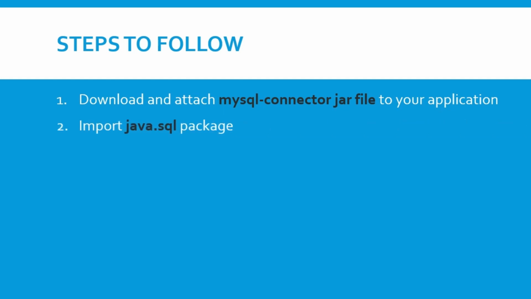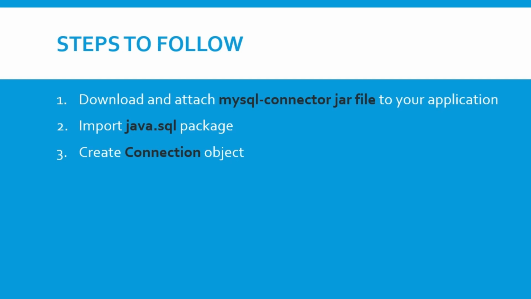After attaching this, in your code you have to import the SQL package, which consists of the different classes, methods and properties to support database connectivity and manipulating the database from your front end. So once you have imported the package, we need to establish a connection to the database in your code.